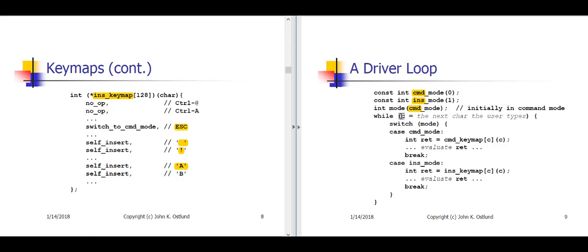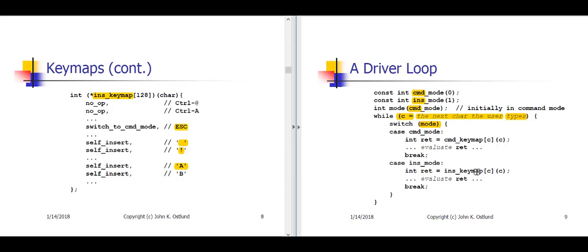And then we simply have a loop in which we obtain the next character that the user types, and do a switch to determine which mode we're currently in. If we're in command mode, we're going to use the command keymap. If we're in insert mode, we're going to use the insert keymap.